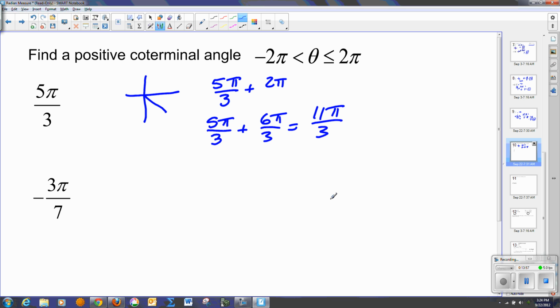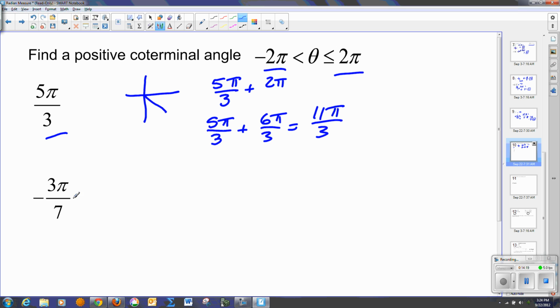Now, the problem with this is, even though it's coterminal, it's not between 2 pi and negative 2 pi. So, in essence, I really can't find a positive coterminal angle for this first guy. I could probably find a negative, but not a positive.